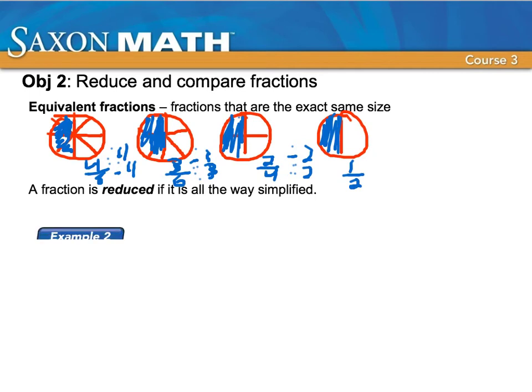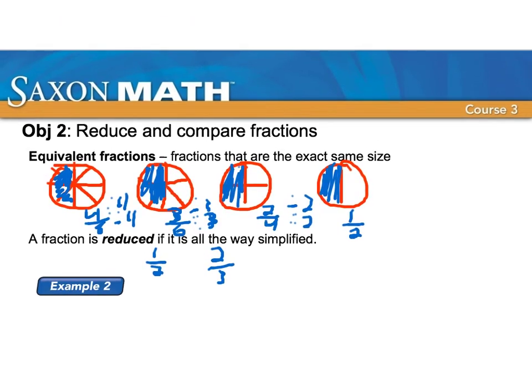Okay? A fraction is reduced if it is all the way simplified. Alright? So 1/2 is a reduced fraction because I can't simplify it anymore. 2/3 would be a reduced fraction because I can't simplify it anymore. Alright, so that's what reduced means. It's all the way simplified. If I look up here, 4/8 is not reduced because I simplify it to 1/2. Same thing with 3/6 and 2/4. They are not reduced. Now let's look at an example.